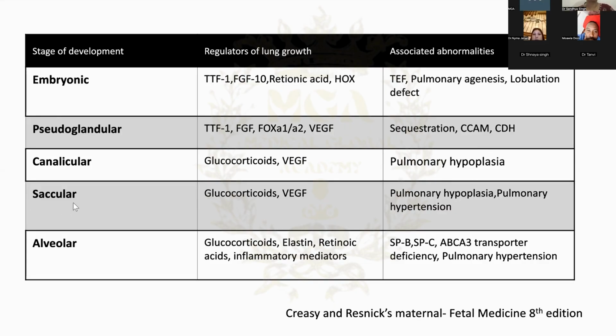In saccular stage, the phospholipid or the surfactant is being secreted. If it is deficient, the baby can have respiratory distress. And the last, the alveolar stage, mainly focuses on the number of alveoli. So if it is less, the patient or the fetus is prone to develop pulmonary hypertension in future.